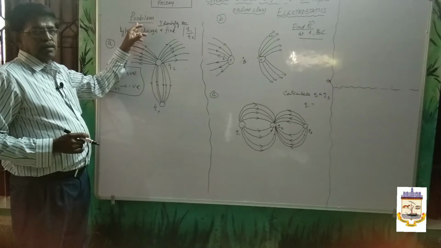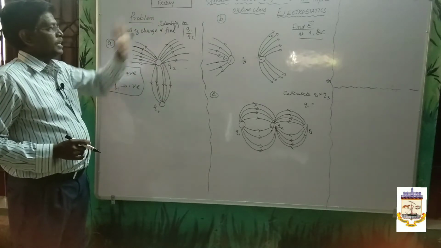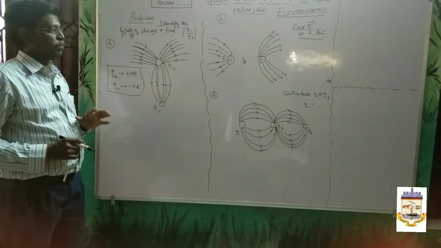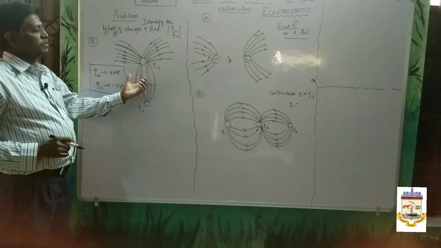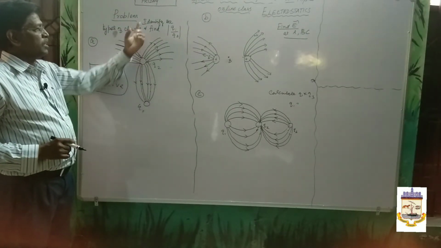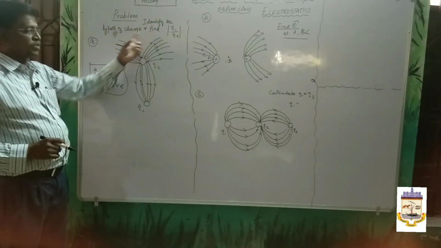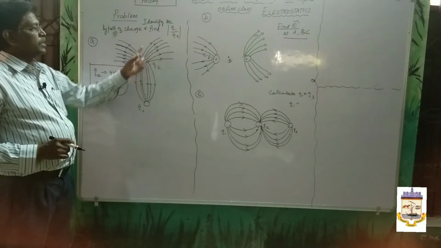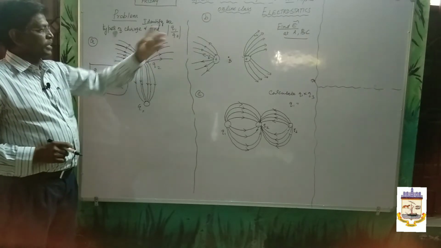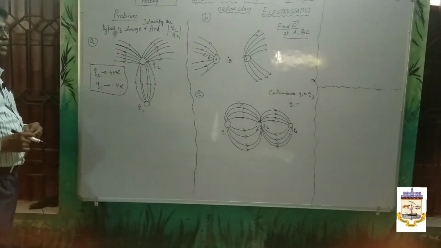Now we will see the problem regarding the electric lines of force. Very simple problem. Problem number 1. The diagram is drawn. You have to see this configuration. You have to identify the type of charge. Say there are 2 charges, Q1 as well as Q2. Then we also have to find the ratio of Q1 and Q2.